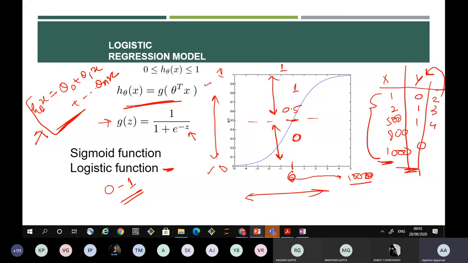For logistic regression, our function is 1 upon 1 plus e to the power minus z. Z over here is theta transpose x. What is theta transpose x? This is the multiplication of theta and x. We have seen that theta is a vector and x is a vector. This is again the hypothesis for linear regression. So this is simple logistic regression. If there is a confusion about it, I'll explain this again.